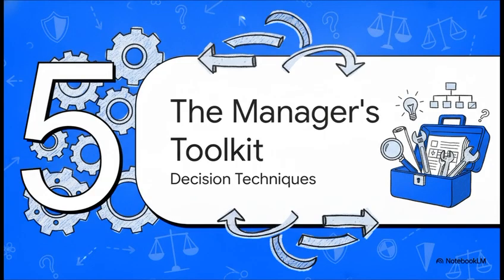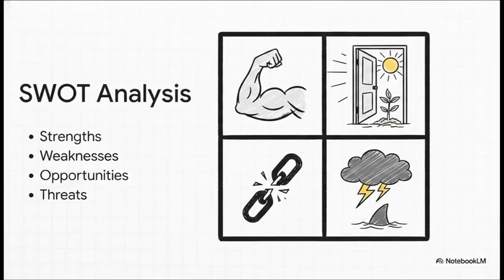Section 5, the manager's toolkit. Let's look at the practical techniques organizations actually use to combat these biases and protect themselves. First up is an absolute classic for a very good reason, the SWOT analysis. Before making any major strategic move, a savvy manager maps out these 4 quadrants. Strengths and weaknesses look internally at what the company does well and where it's lacking. Opportunities and threats look externally at market trends, competitors, the broader economy.